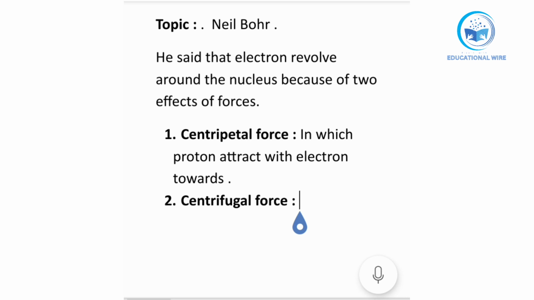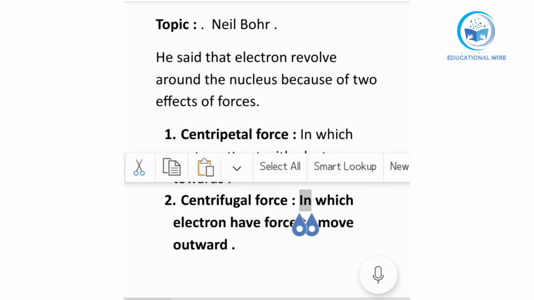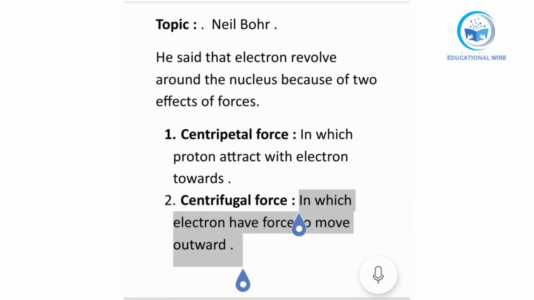And in centrifugal force, the electron has force to move outward. Okay, in the first one, the proton and electron have the ability to attract each other towards the inside. But in centrifugal, the electron has force to move outward. So the electron is being used in both methods, in the centripetal and in the centrifugal.